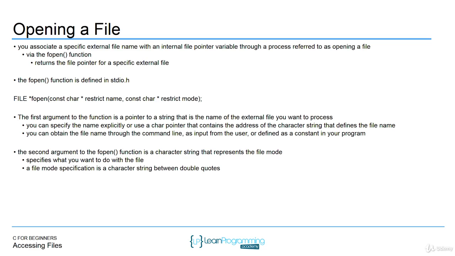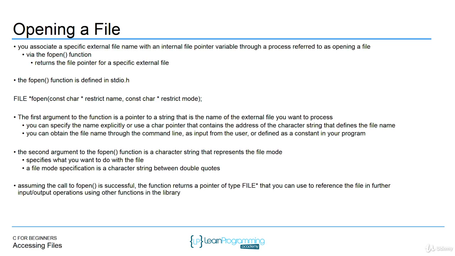It depends. If it's always the same file you're reading and writing to and the name doesn't matter, you can just refer to it as a constant. If your program is more flexible, it can get input from the user to say what you want to read or write to. The second argument to the fopen function is a character string that represents the file mode. This specifies what you want to do with the file. Whether you want to read it, whether you want to write to it, whether you want to append to it.